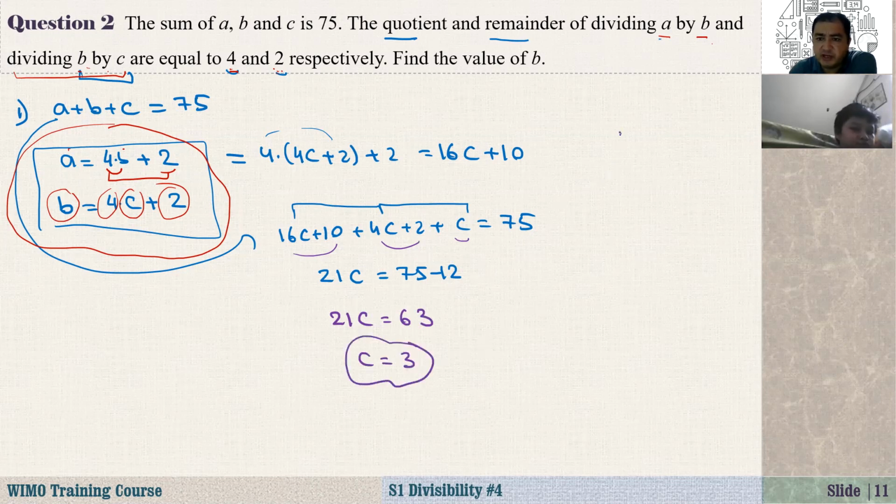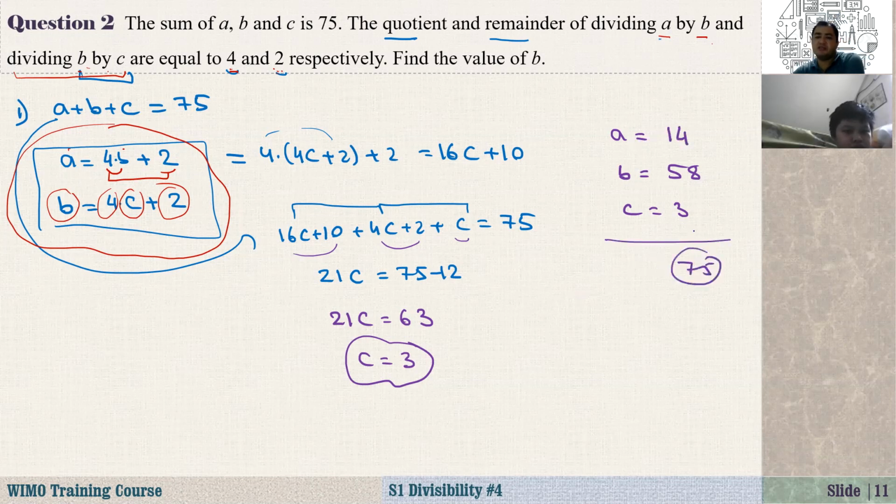If c equals 3, now we can write what is a, what is b, what is c. C equals 3. A is 16c plus 10. 3 times 16 is 48. 48 plus 10, that is 58. And how about B? B is 4 times C plus 2. 4 times 3 is 12. 12 plus 2 is 14. So the sum of these numbers is, what is it?